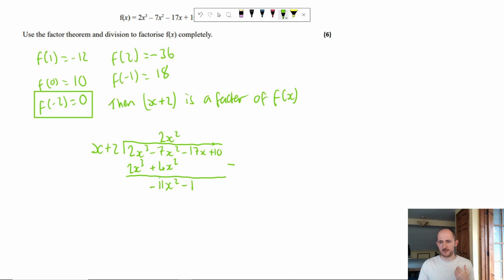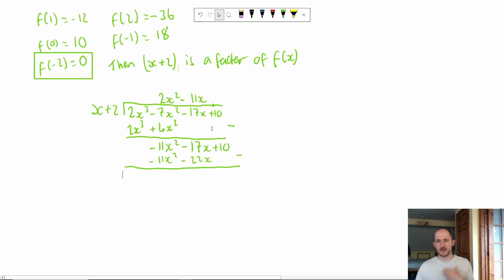And then we just bring down the other two things because they're just subtracted by 0. Cool. Then we repeat the same thing. So 11x squared divided by x gives me minus 11x. Then times it again, we get minus 11x squared, and then minus 11x times 2 is minus 22x. Then we subtract it again.